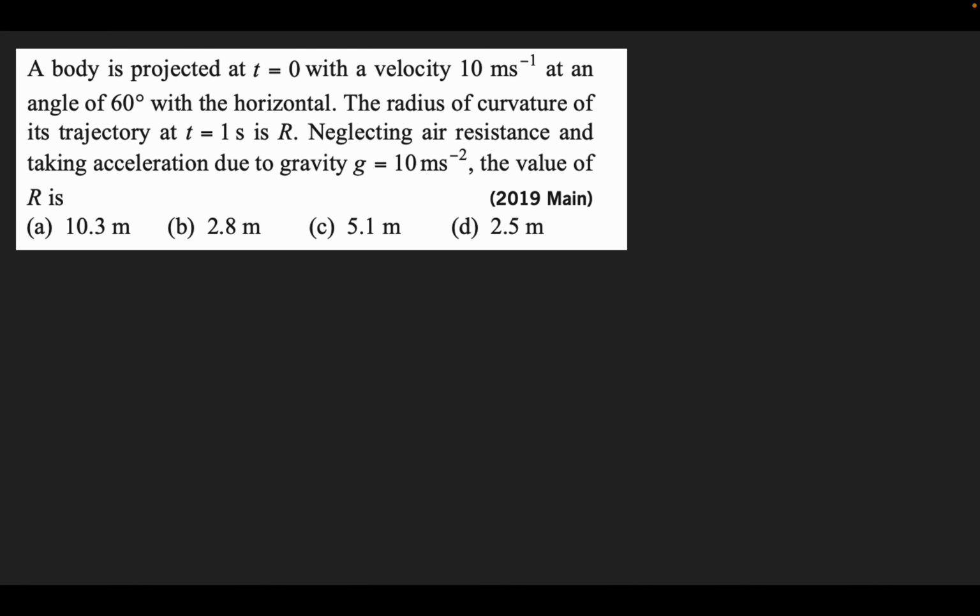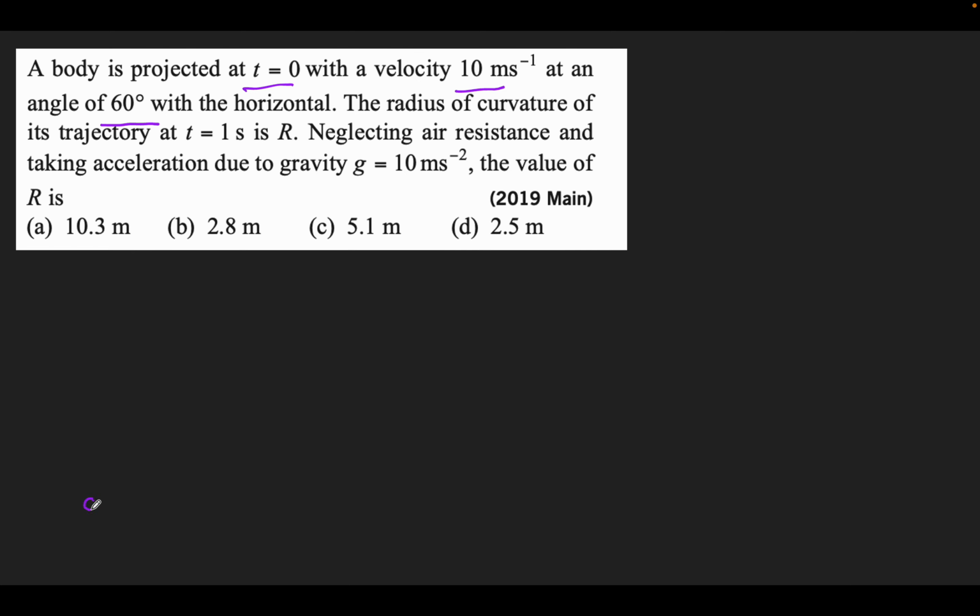Let's see the question first. A body is projected at time t equal to 0 with a velocity 10 meter per second at an angle of 60 degree with the horizontal. That means at the very beginning a body has been projected with a velocity of 10 meter per second by making an angle of 60 degree with the horizontal.